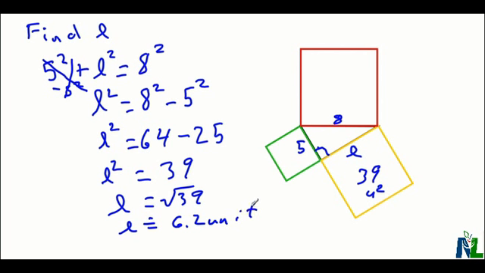So that is how you can use the Pythagorean theorem to find a missing leg in a right triangle. Hope that helps, and we'll tackle more Pythagorean theorem problems in the upcoming video.